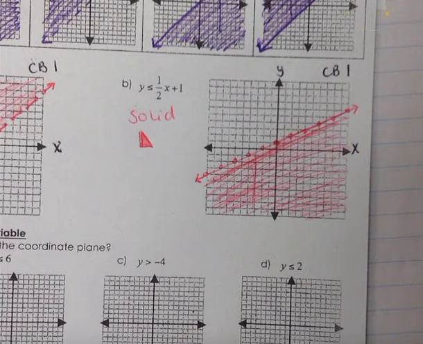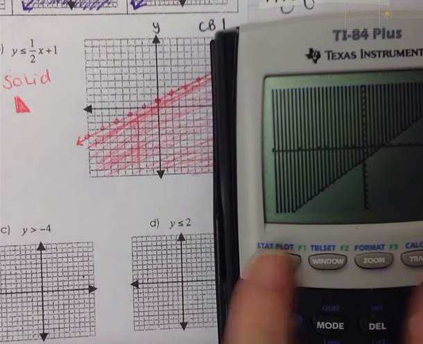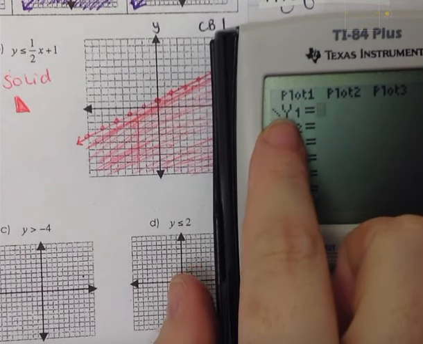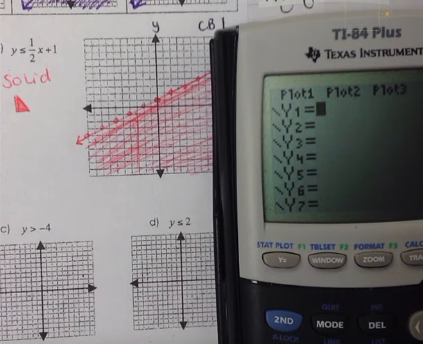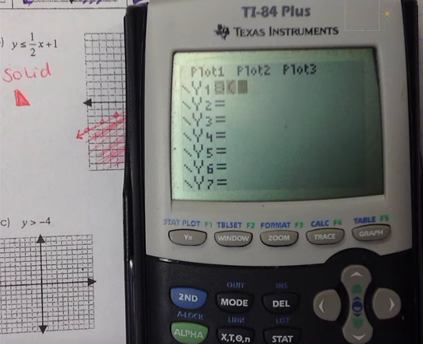And then I'm going to check this on my calculator. So this is the last example. I'm going to go back to my y equals. I'm going to clear this completely out, and it clears out the shading part too. So I'm going to type in that 1/2 x plus 1. So my 1/2 is a fraction. I'm going to put it in parentheses. 1 divided by 2, close parentheses, x plus 1.